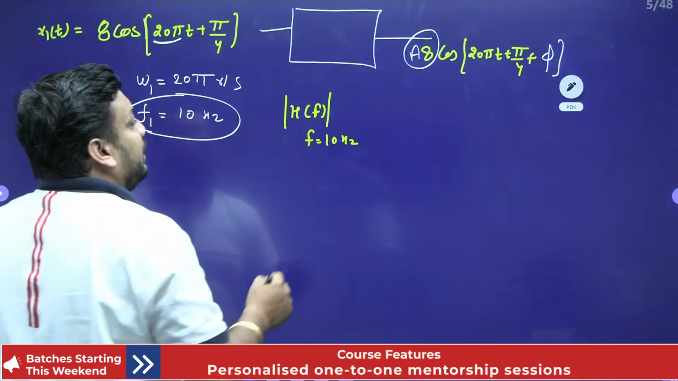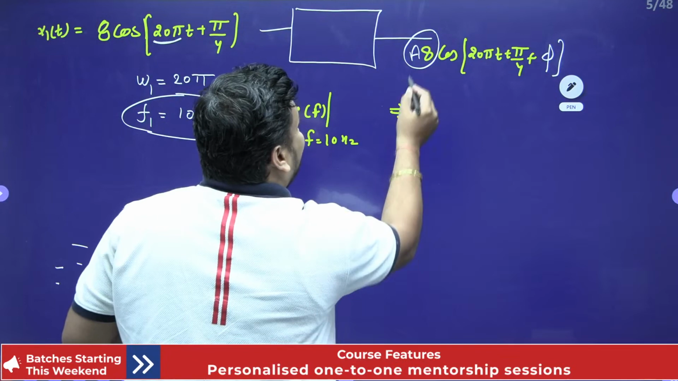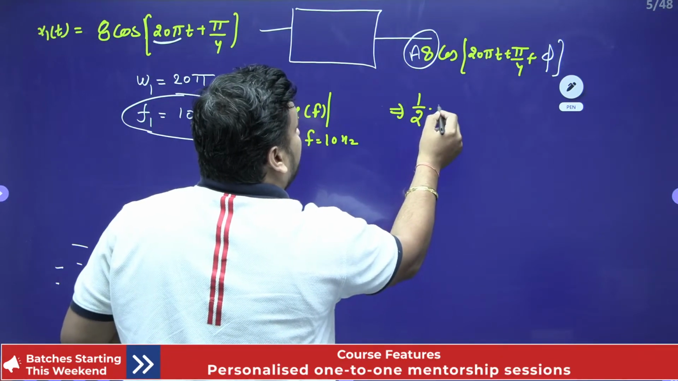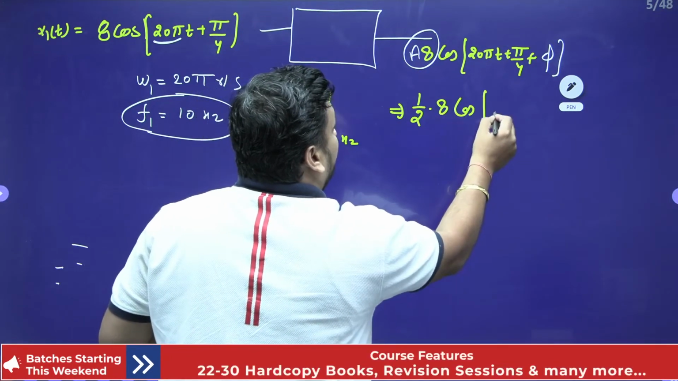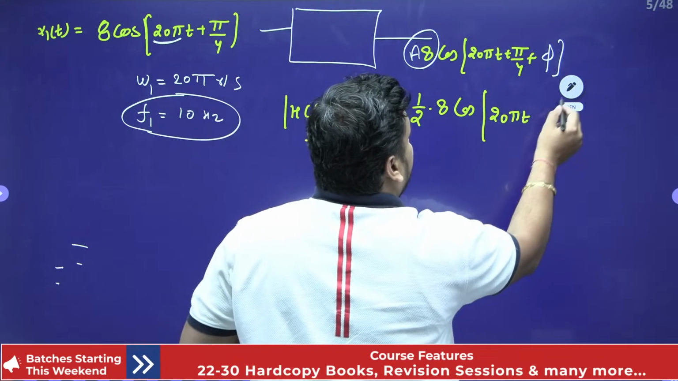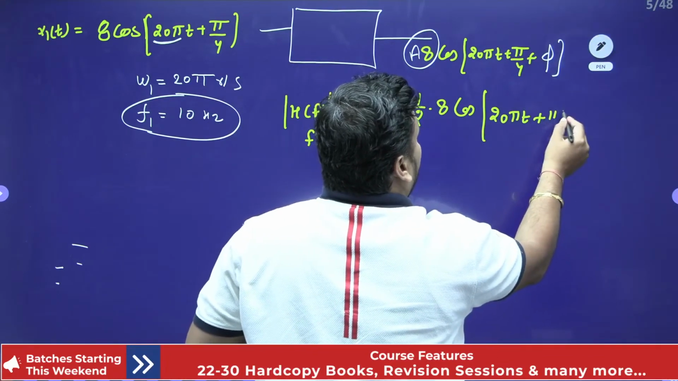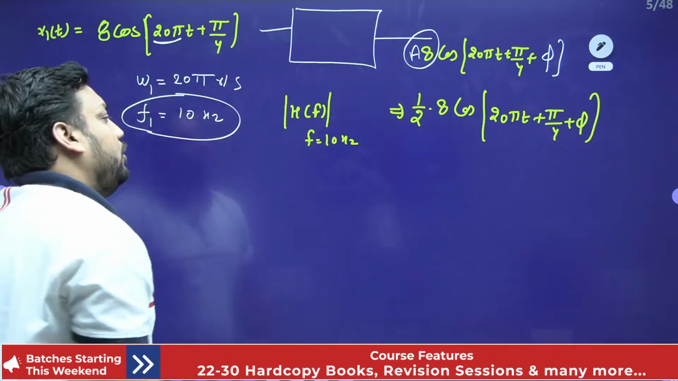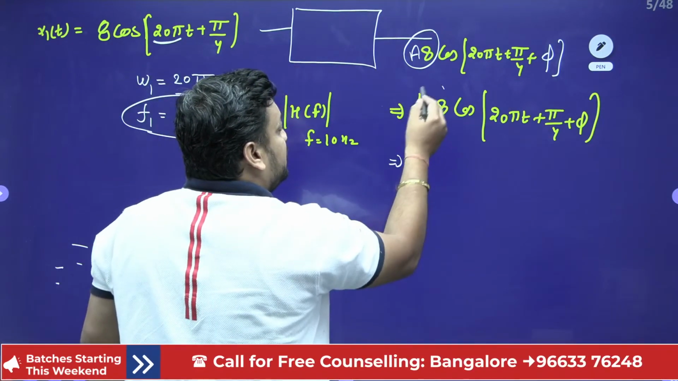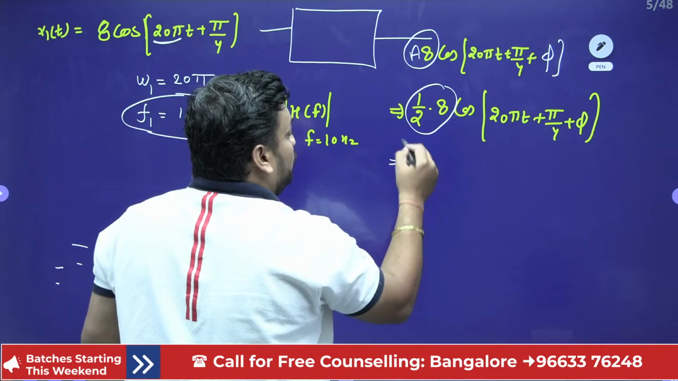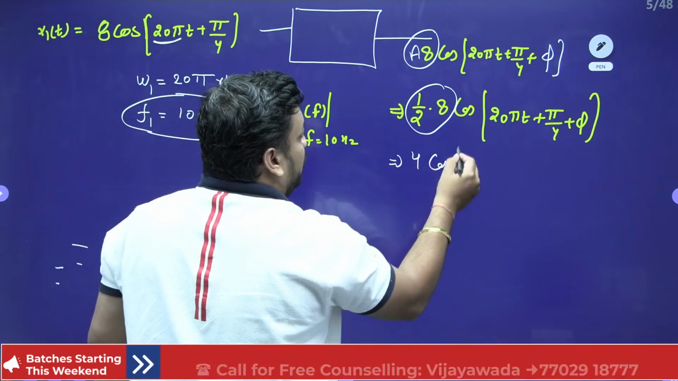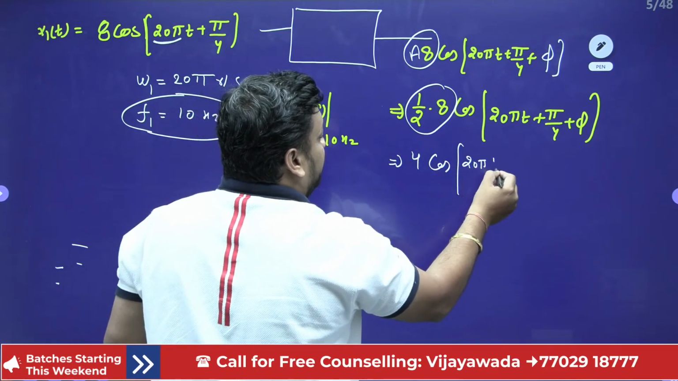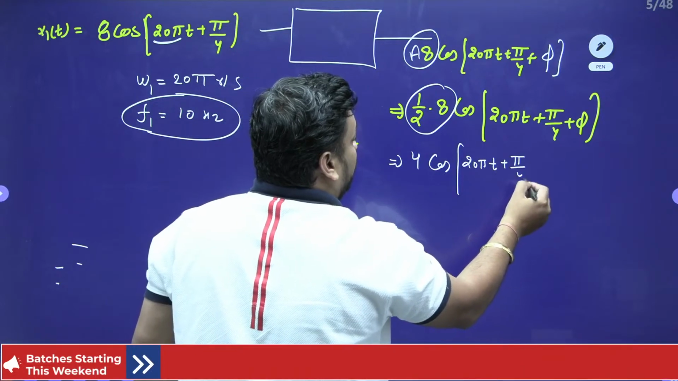It means the magnitude provided by this capital A is nothing but half, so half into 8 into cos of 20 pi t plus pi by 4 plus 5. Now you can solve it easily, and you can cancel it. So 2 4s are 8. So 4 into cos of 20 pi t plus pi by 4 plus 5.